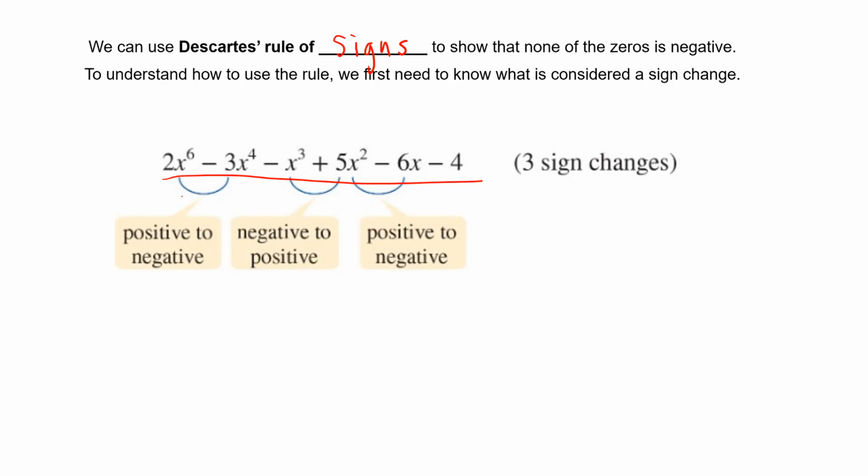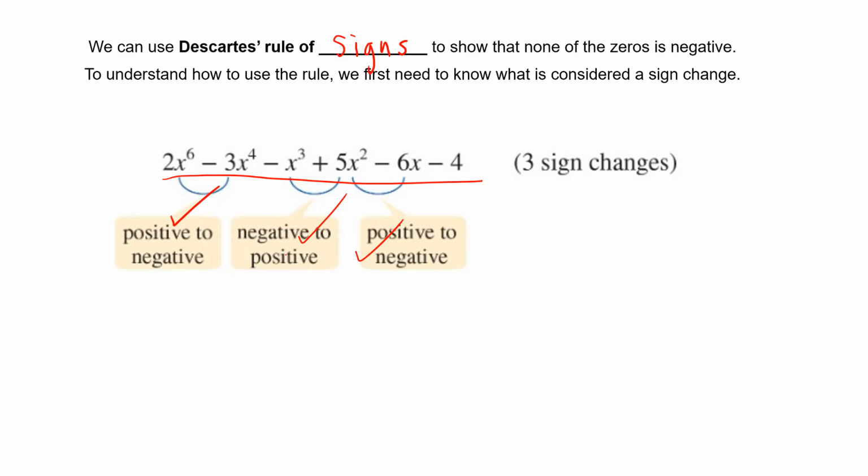So here in this polynomial, your first term is positive, your second term is negative. So that is a sign change. It's going from positive to negative. As you go from the second term to the third term, there is no sign change because it's negative, negative. As you go from the third term to the fourth term, there is a sign change. You're going from negative to positive, so that's a sign change. Going from the fourth term to the fifth term, you go from positive to negative, so that's a sign change. And then from the fifth term to the constant, there's no sign change. It's just negative, negative. So this is how you count sign changes in a polynomial.